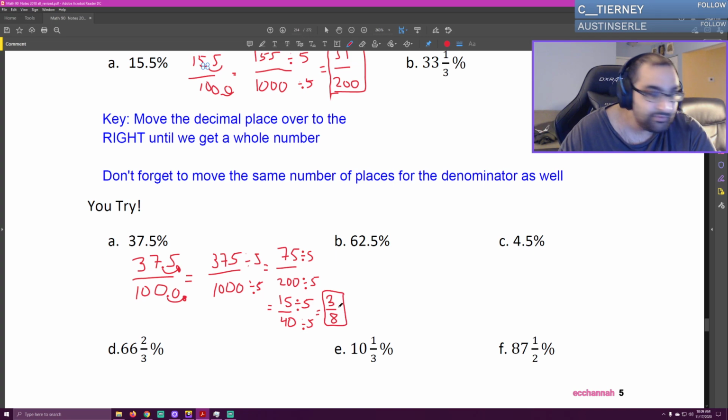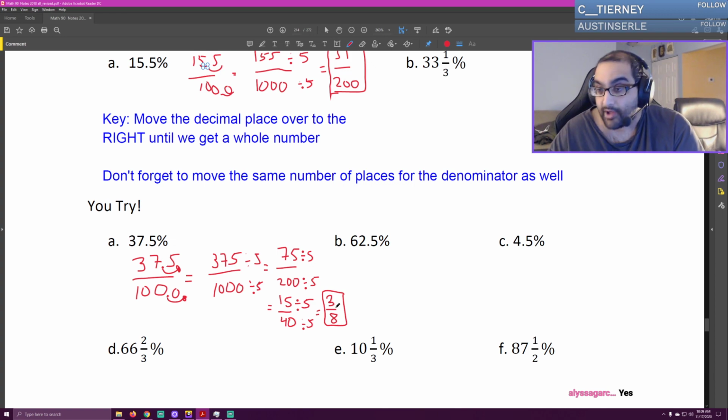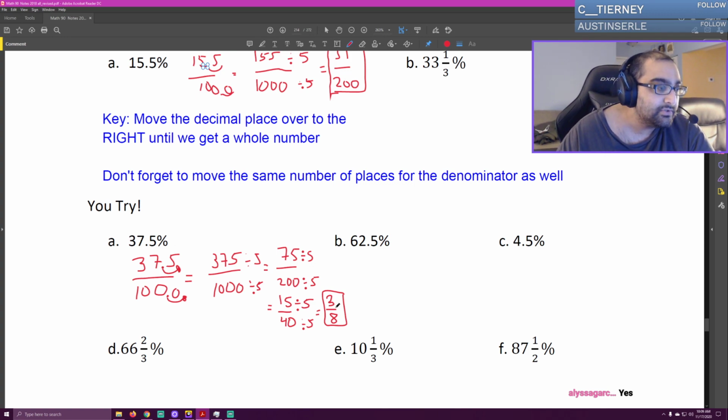We had to reduce a few times here, but we got down to our final result. 15 over 40 could reduce again. We divided by 5 once again, and we got 3 over 8 as our final result. And that's our final answer for that.